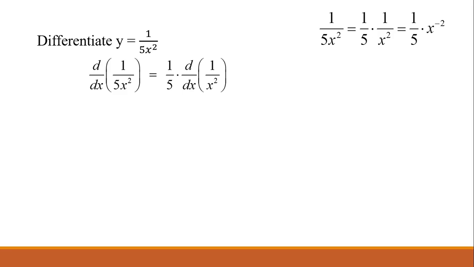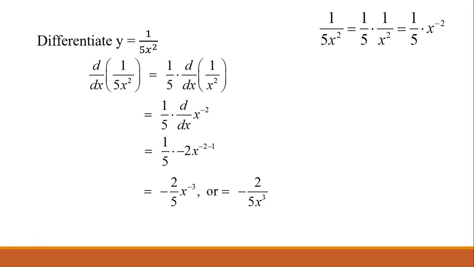So to take this derivative, what we're going to be doing is taking 1/5 times the derivative of x to the negative second power. And the derivative of x to the negative second is -2 times x to the negative 3. And if we want to write that so that we have a positive exponent, that would be -2 over 5x to the third.